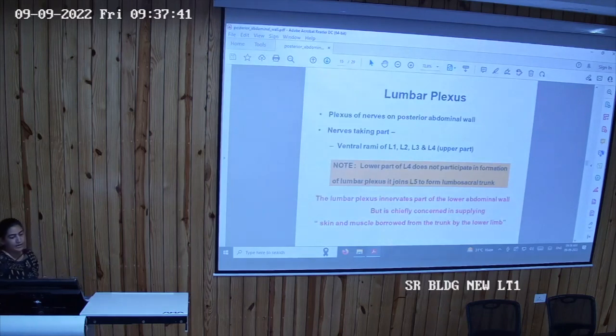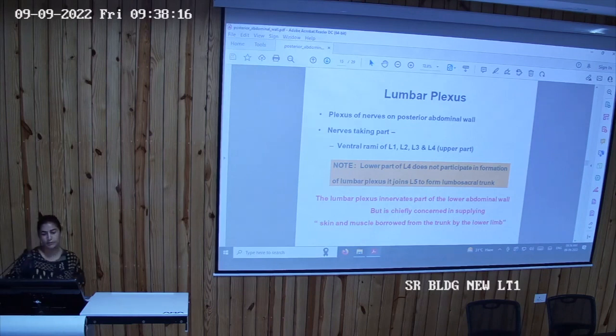Okay, lumbar plexus, how they are formed, where they are present. Ventral rami we have discussed, plexus formation is by the ventral rami. So it is by L1, L2, L3 and a portion of L4. Not the whole of the L4 nerve is going to contribute to the lumbar plexus, because some part of the L4 is going to form the lumbosacral trunk. So there are two terms, one is lumbar plexus, another is lumbosacral trunk. They are different, don't confuse them as the same. So lumbar plexus is from L1, L2, L3 and L4.